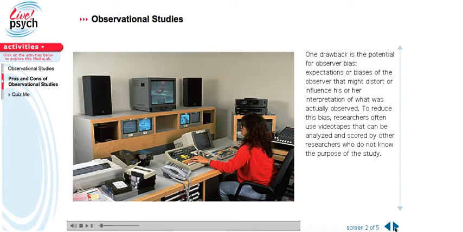One drawback is the potential for observer bias, expectations or biases of the observer that might distort or influence his or her interpretation of what was actually observed. To reduce this bias, researchers often use videotapes that can be analyzed and scored by other researchers who do not know the purpose of the study.